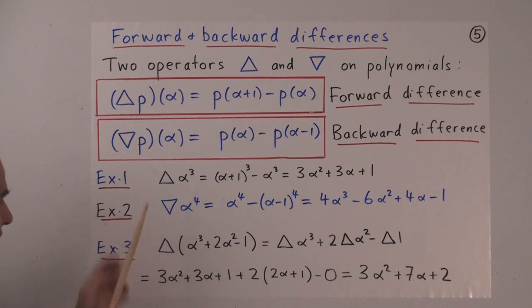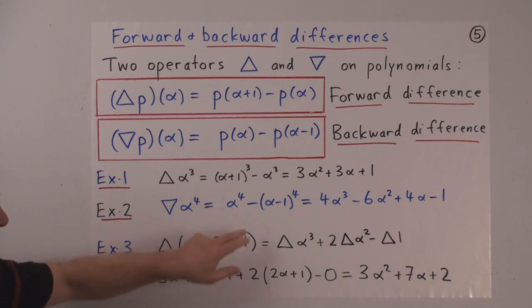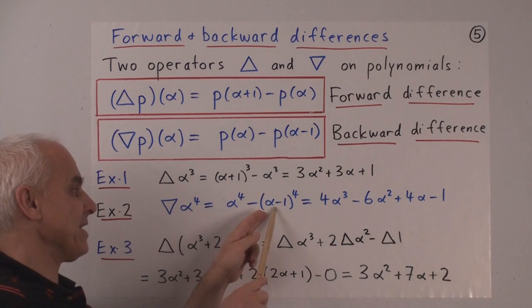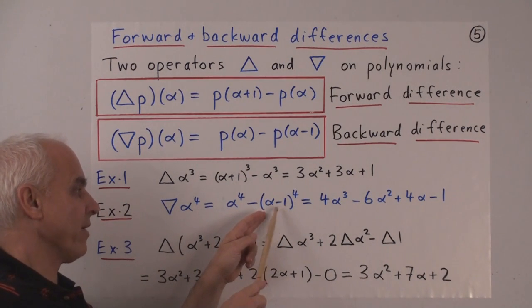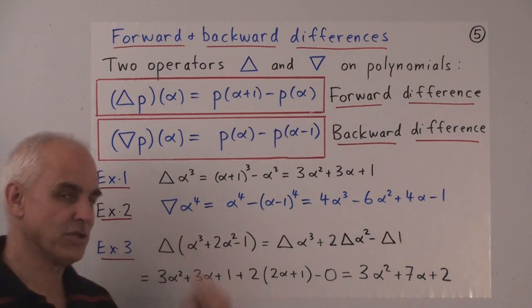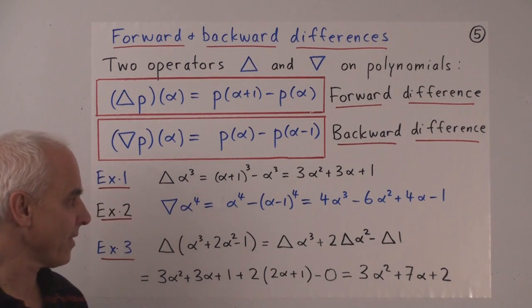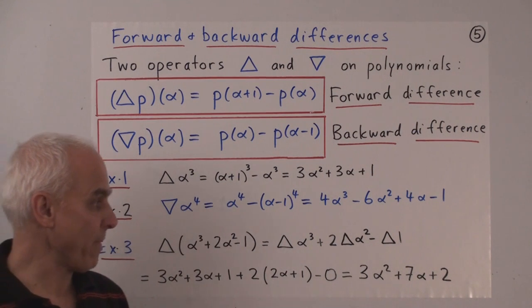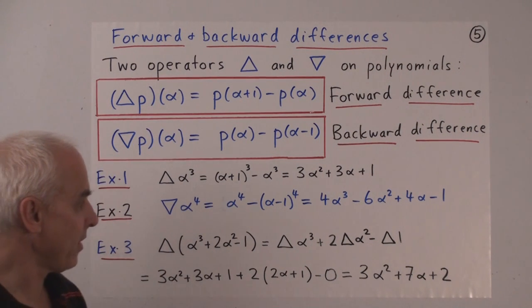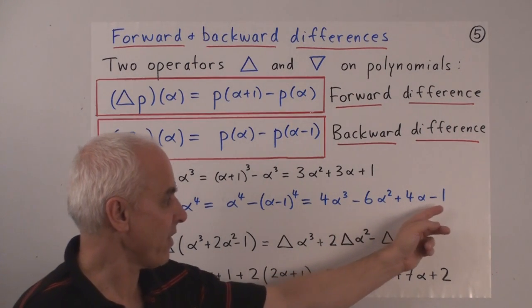What about the backward difference operator, say evaluated at alpha to the fourth? According to the definition, it's alpha to the fourth minus what you get when you replace the alpha with alpha minus 1. Alpha minus 1 to the fourth. Okay, so you can also use the binomial theorem there to expand alpha minus 1 to the fourth out. Take this minus that. The alpha to the fourth terms will drop out, and you'll be left with 4 alpha cubed minus 6 alpha squared plus 4 alpha minus 1.